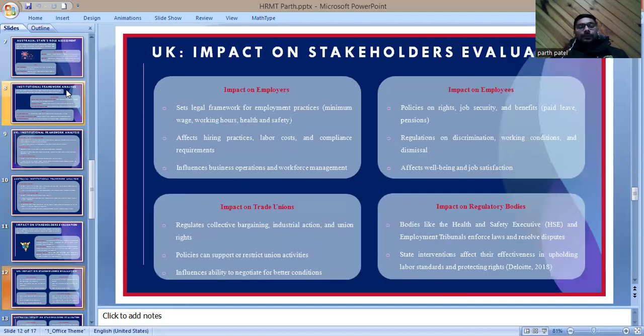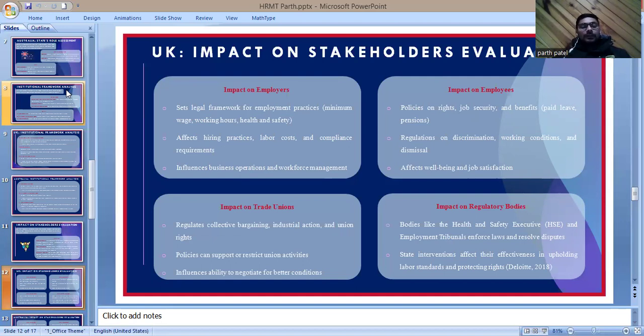Next is the impact of the Australian stakeholder evaluations. Australia has set the legal framework for employer practices, such as wages, working hours, and safety and health. They are also focused on hiring practice, labor cost, and compliance requirements. And there are also some impacts on employees.